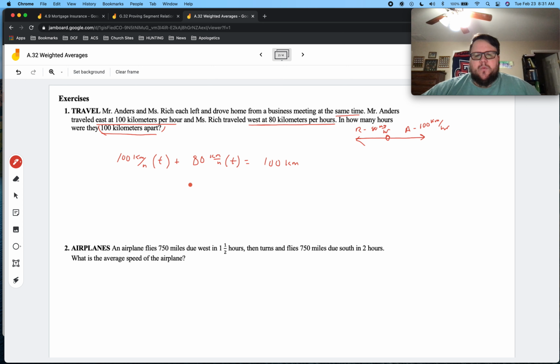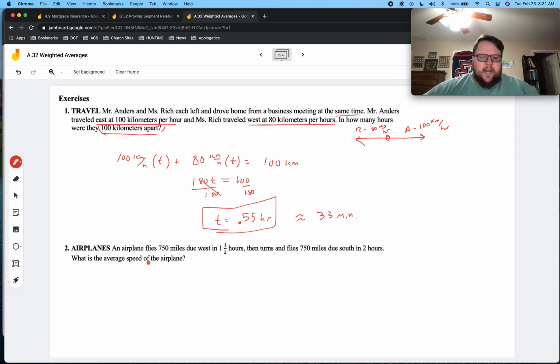So when we solve this, we get 180t equals 100, and we divide by 180 on both sides. We get t equals, and I'm going to put this as a decimal, 0.55 hours. So approximately a half an hour, or 33 minutes. But we're good with leaving it at 0.55 hours.